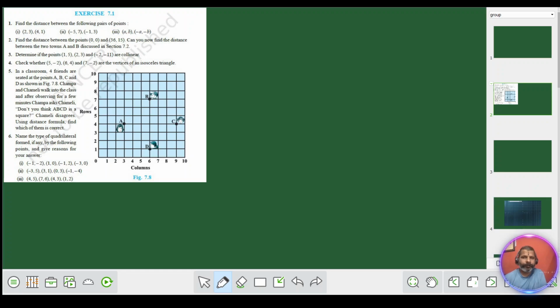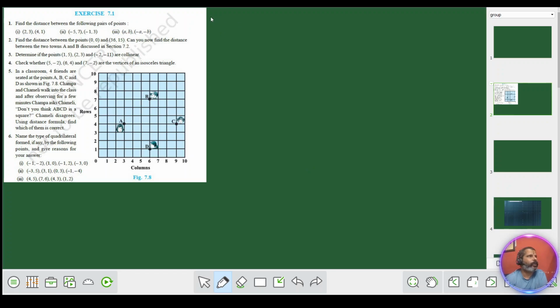So, students, hi. In this class, we'll see the 7.1 exercise, first few questions, that is 1 to 6. Okay, that's the coordinate geometry chapter. We have learned in the previous class the distance between 2 points, that is square root of (x2 minus x1) whole square plus (y2 minus y1) whole square, and the distance of a point from the origin is square root of x square plus y square. Those two formulas are needed for this exercise.